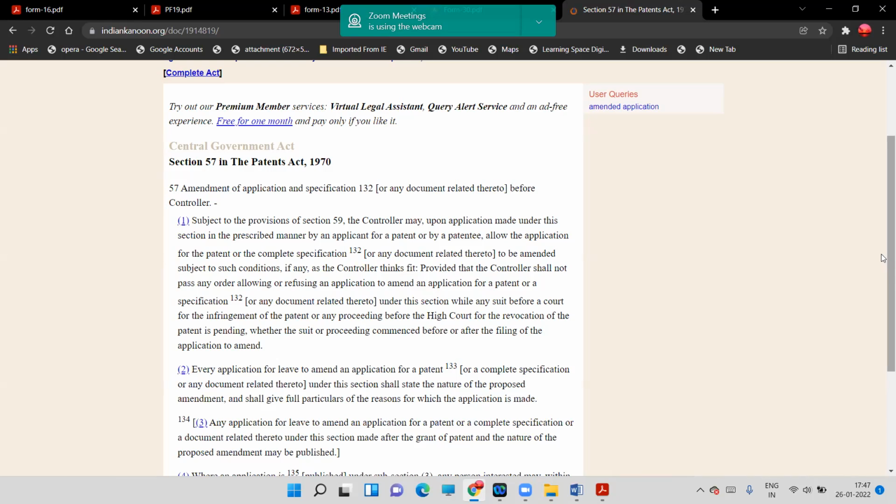That is after the FER, that is, we are filing the reply to the first examination report, and with that we are also amending the claim. Correct. That is okay. Correct. Yeah, good. The answer is very good.